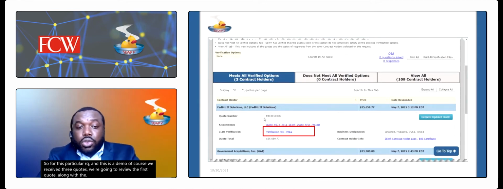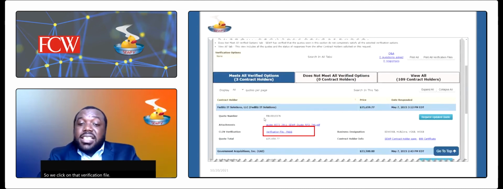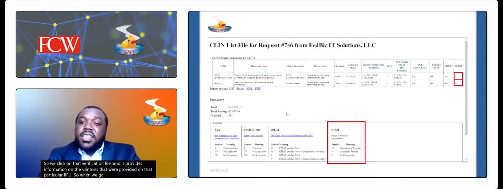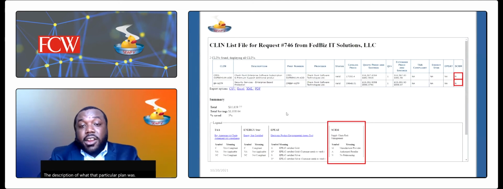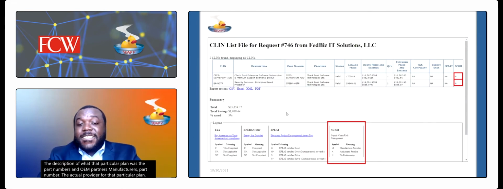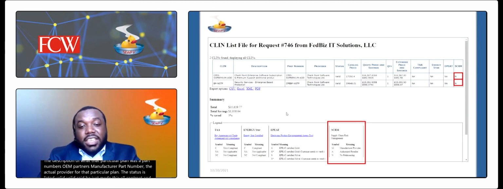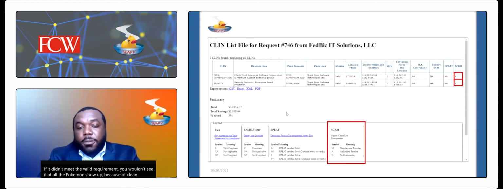Along with the quote, the contract holder is required to provide a verification file. So we click on that verification file, and it provides us information on the CLINs that were provided on that particular RFQ. So when we open that, this is what we see. We see the CLIN information, of course: the CLIN, the description of what that particular CLIN was, the part number, so that's the OEM part number, the manufacturer part number, the actual provider for that particular CLIN. The status is listed as valid. Valid essentially just means it's on contract and properly priced. If it didn't meet the valid requirement, you wouldn't see it at all. The quote wouldn't show up because the CLIN wouldn't be on contract and properly priced.